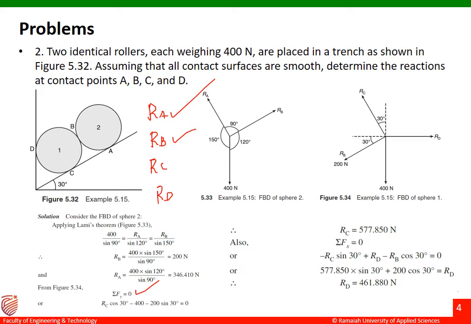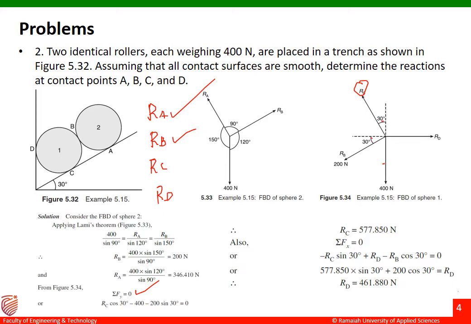So we have applied summation Fy equal to 0 over there. Fine, we'll see all the vertical components here. So first one is plus RC cos 30 degree. Why have we written cos 30 here? Because this 30 degree is making an angle with respect to the vertical axis there. That's why it is cos 30 degree.